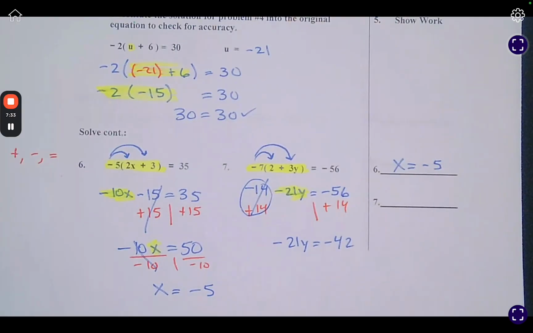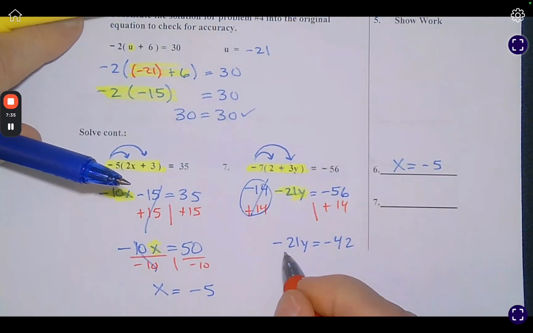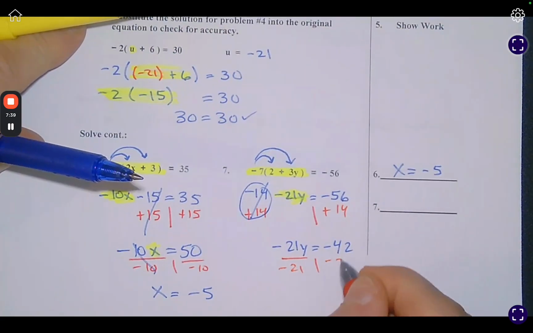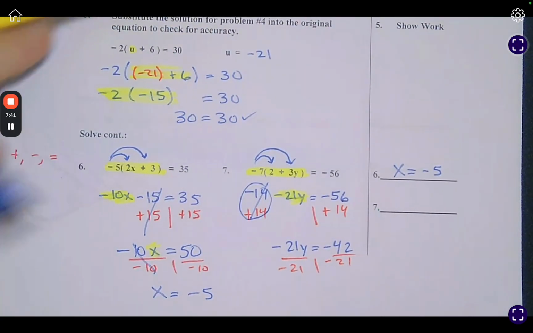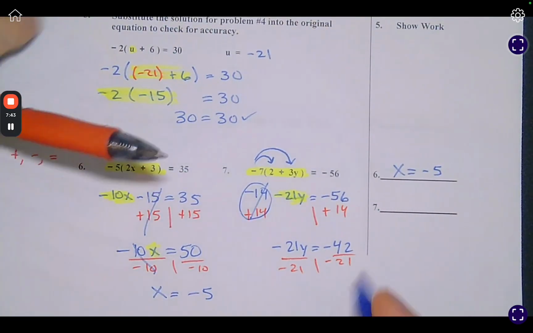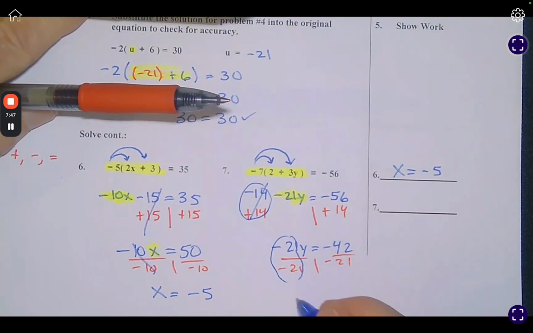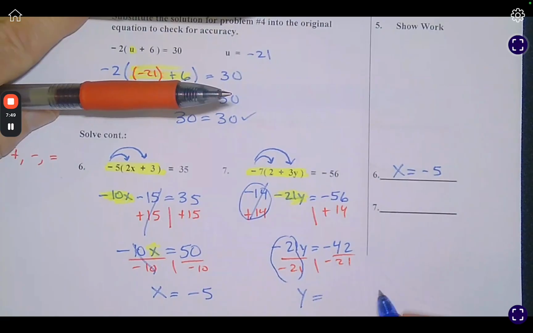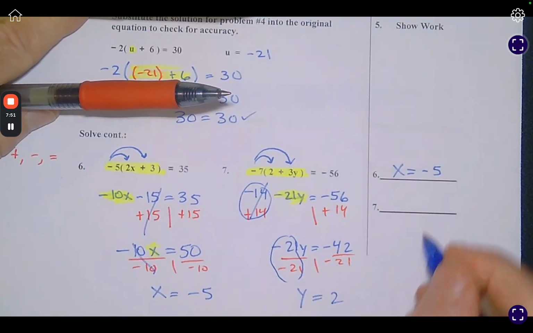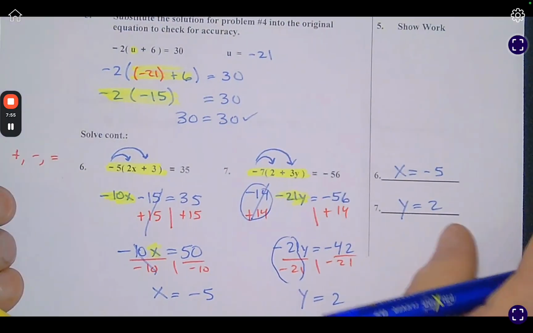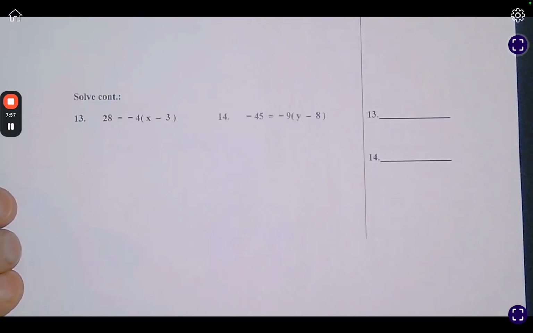Now I'm going to do inverse operation for multiplication because that's negative 21 times y. Divide by negative 21. You get y equals, because this is a big giant 1, so 1y equals, negative divided by negative is a positive 2. All those big numbers turned into 2. All right, good job. Let's keep going.